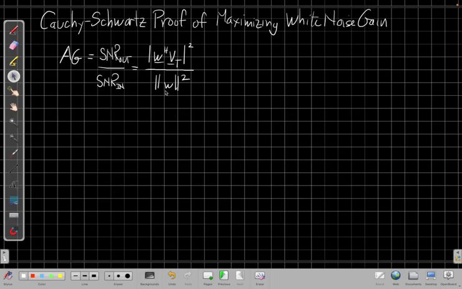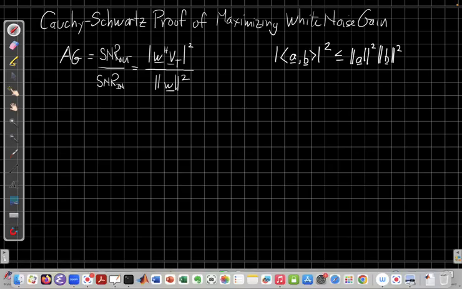And here's where Cauchy-Schwarz comes in. Remember, for those that don't remember it from linear algebra or Calc 2 or 3, wherever you learn vectors, the magnitude of the inner product squared is always less than or equal to the product of the squared norms of each vector, right? So it looks like that, where again, this little bracket notation is sort of physics for inner product. When the vectors are real, it becomes a dot product. And so we get something like this.